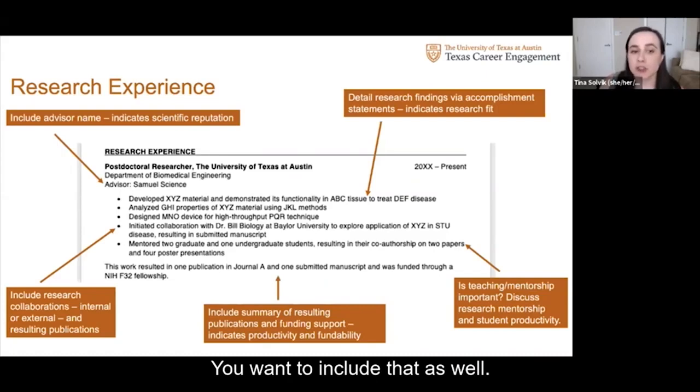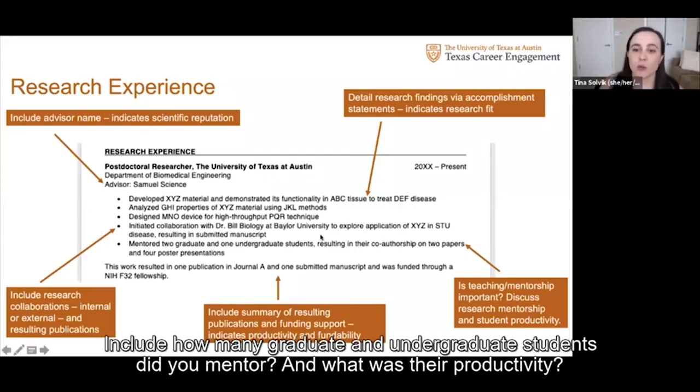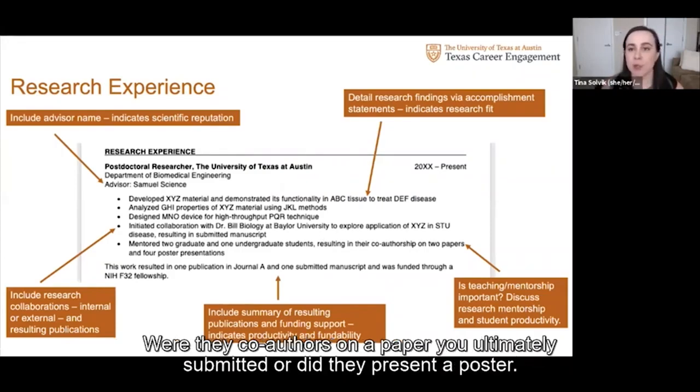Especially if you're applying to research and teaching roles or teaching roles, you're going to want to mention your mentorship of people in the lab. Include how many graduate and undergraduate students you mentored, and what their productivity was. Were they co-authors on a paper that you ultimately submitted? Did they present a poster at some research conference? Talk about your ability to mentor someone in the lab and for them to succeed and be productive scientifically.